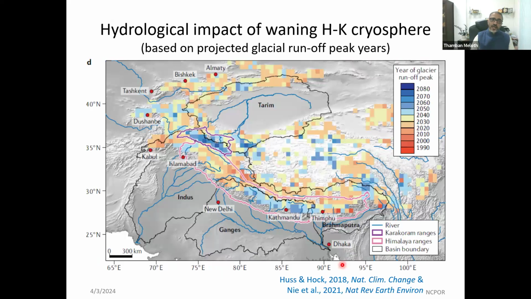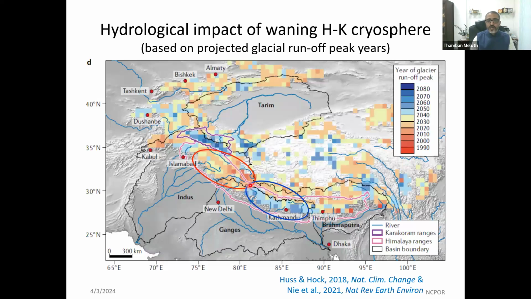And if you look at the hydrological impact of this waning cryosphere, based on the projected peak water conditions, earlier studied by Matthias Huss and Regina Hock, as well as recent studies across the region, there are clearly two regimes you can find along the Western Himalaya as well as Central Himalaya.